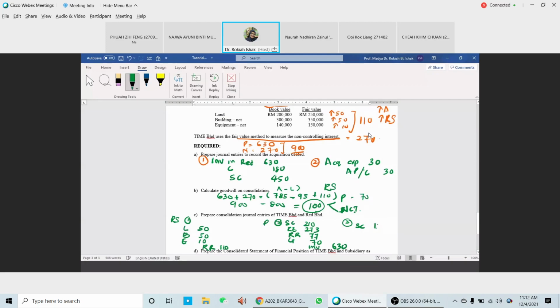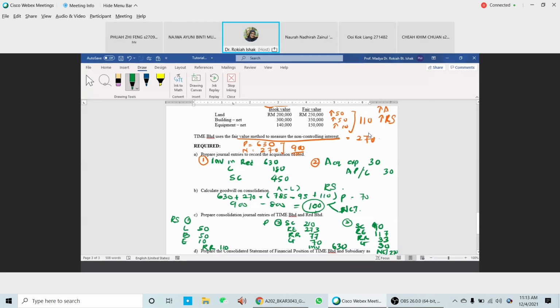So the next one, can you go for the NCI here? Debit share capital, how much? 90. Debit retained earnings 117. Debit revaluation reserve 33. Debit goodwill 30. Credit non-controlling interest 270. Okay.